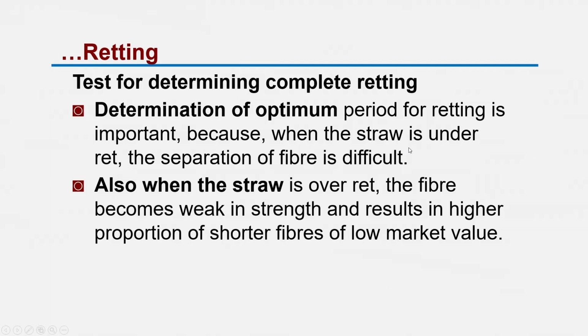Now, it is necessary to test for determining the complete retting. Determination of the optimum period for retting is important, because when the straw is under-retted, the separation of fiber is difficult. So, it has to be exactly the right retting time. Also, when the straw is over-retted, the fiber becomes weak in strength, meaning more microbial activity has occurred, and this results in a higher proportion of shorter fibers of lower market quality. So, this point should always be kept in mind.